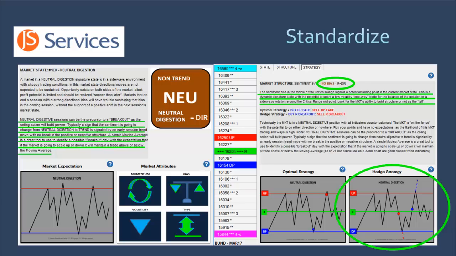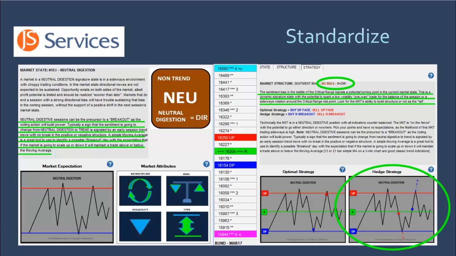A simple moving average is a great tool used to identify a possible breakout day, with the expectation that if the market is going to scale up or down, it will maintain a trade above or below the moving average. This is a characteristic of the state condition. The Market Structure Commentary in the Strategy tab emphasizes this fact by identifying when the sentiment bias is in the middle of the critical range and signals the potential turning point in the current market state.